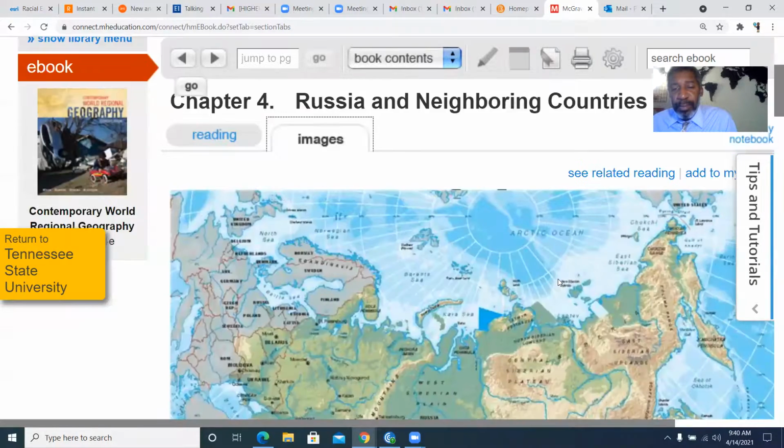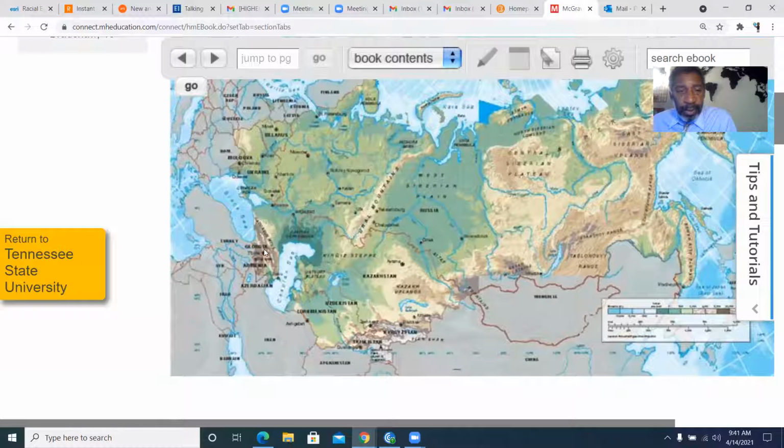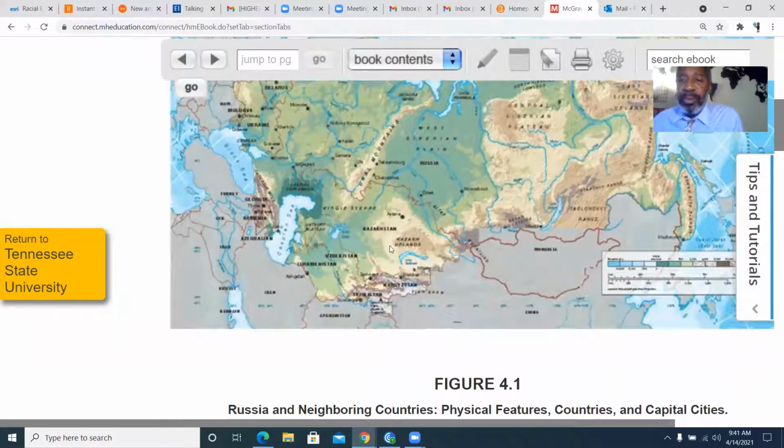So familiarize yourself with the various mountain ranges, the bodies of water, and there are many of them. Of course, you have the Black Sea, the Caspian Sea, and the various groupings of nations. You have the Slavic nations: Russia, Belarus, Ukraine, and Moldova. Then there are the Caucasus countries, which include Georgia, Armenia, and Azerbaijan. Then there are the Central Asian countries that include Uzbekistan, Turkmenistan, Kyrgyzstan, Tajikistan, and Kazakhstan. So be aware of all of those.